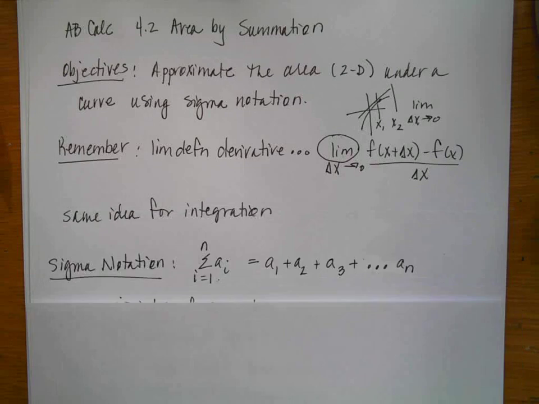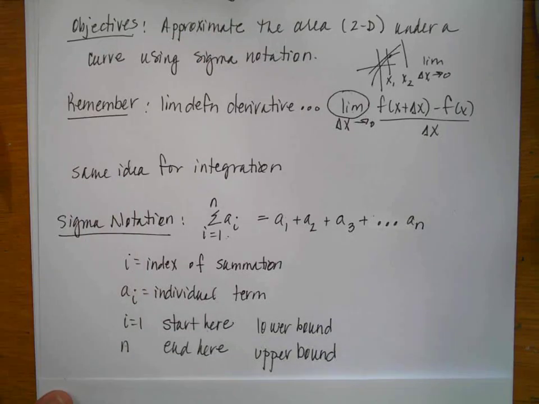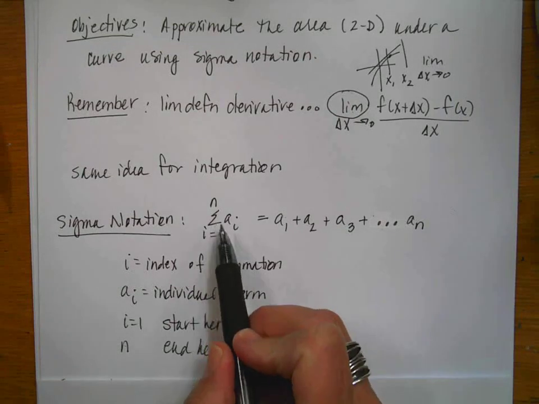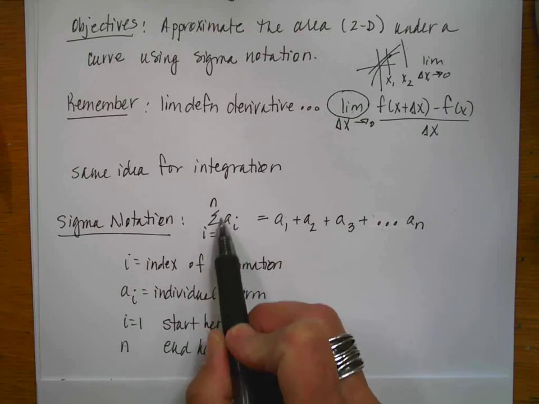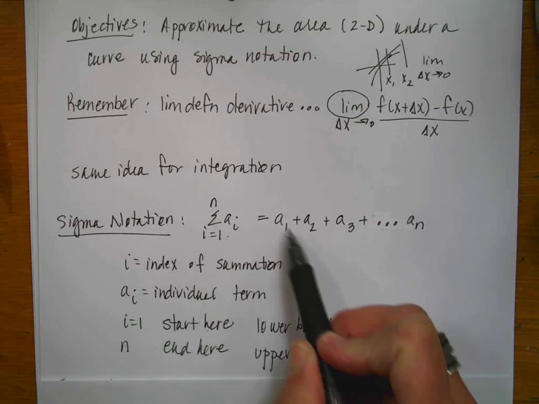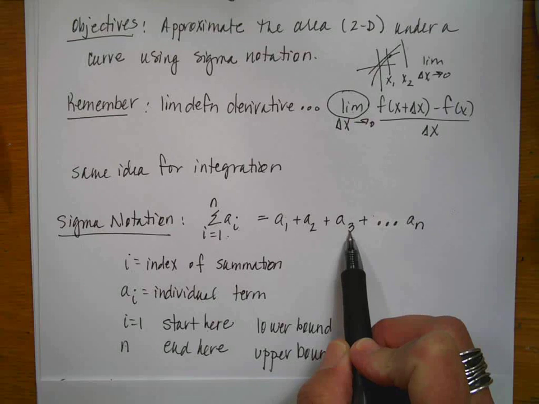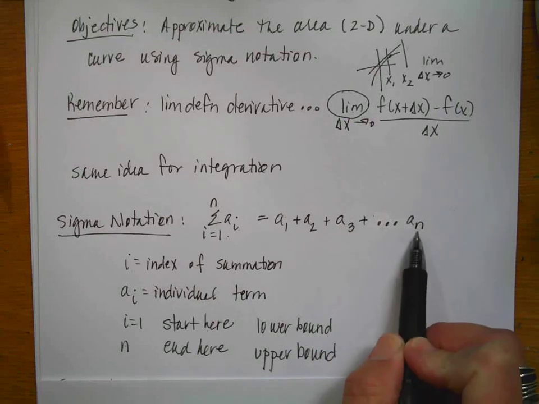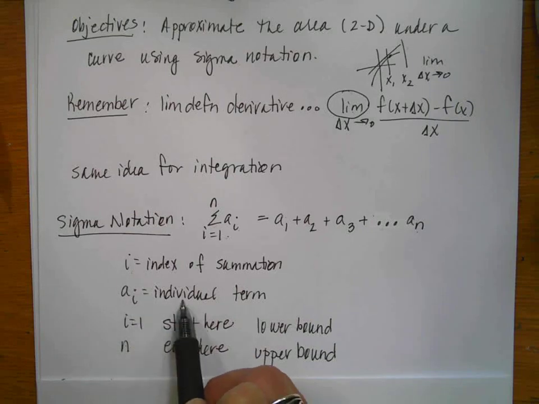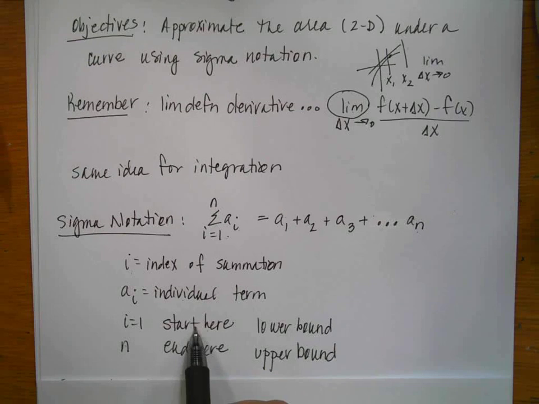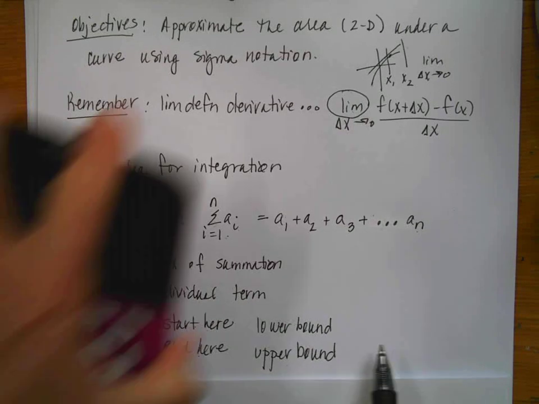Alrighty. So if we go back and remember sigma notation, we learned and talked about sigma notation in pre-calc. So this is my sigma, means sum, and I'm going to sum from the first term to the nth term, and then this is my rule to generate the terms. And so it would be a sub 1 plus a sub 2 plus a sub 3 all the way up to a sub n. i is called the index of summation. a sub i is the individual term. i equals 1 says start here, that's your lower boundary, and n is going to be where we stop summing, and that's going to be my upper boundary.